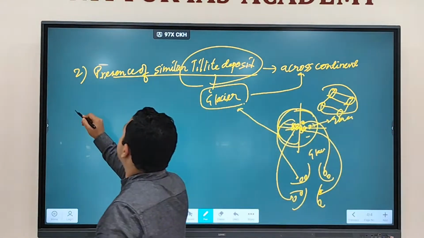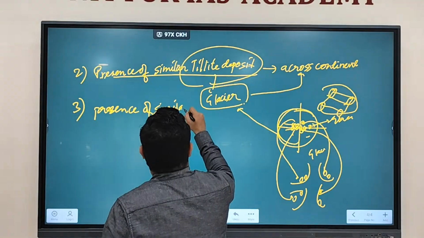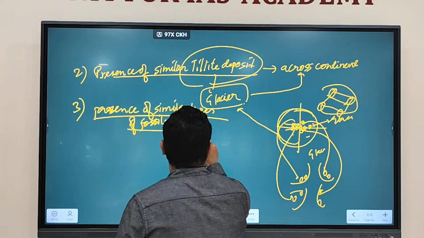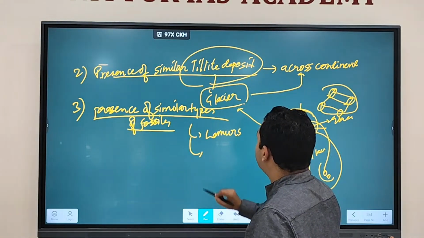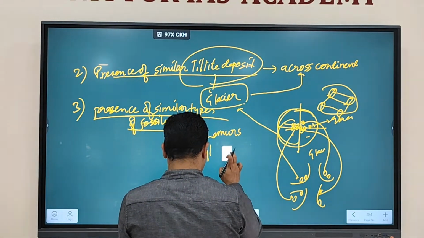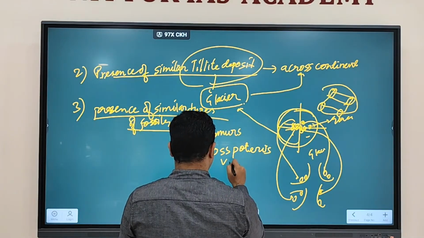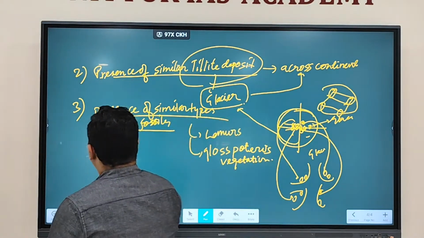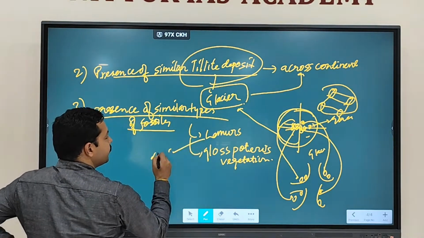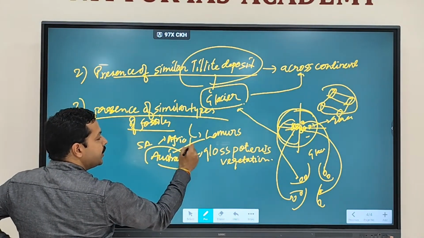The third thing is the presence of similar types of fossils. Like you will see fossils of lemurs or Glossopteris. Similar types of fossils are being discussed. Lemur fossils are also found where? They are found in Australia, South America, and Africa. Similarly, this type of vegetation is also found everywhere.